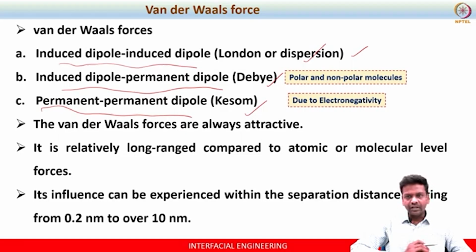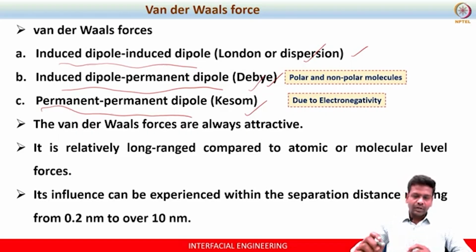Sometimes you might deal with a polar molecule together with a non-polar molecule. So there can be an interaction between polar and non-polar. In such a case, you would expect an interaction in the form of induced dipole and permanent dipole, which comes under the Debye force category. The other one is the permanent and permanent dipole, which comes from molecules which have dipoles permanently, right? For example, acetone, acetaldehyde, HCl, and all those things.